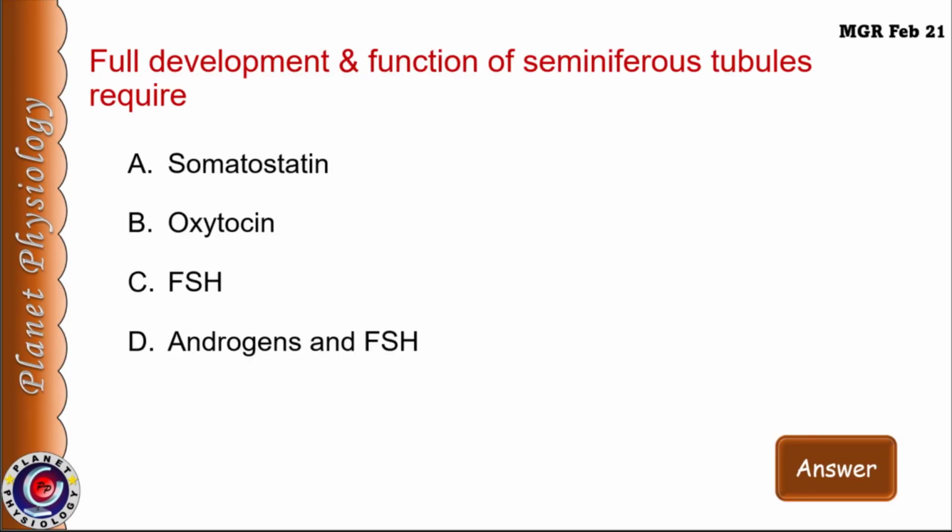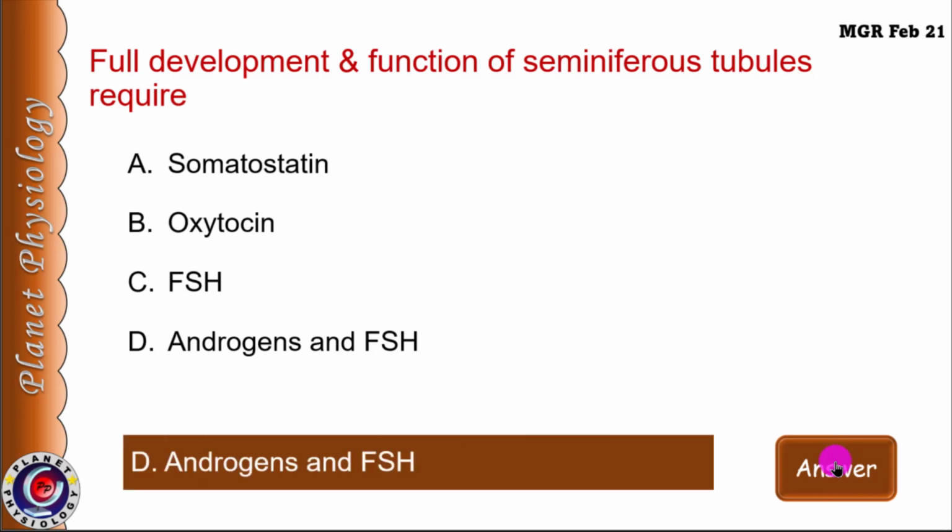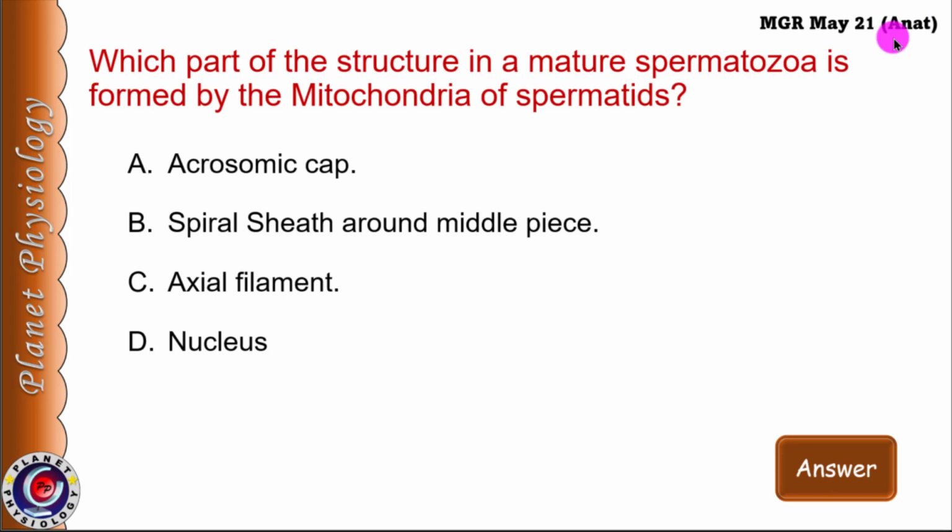Next question. Full development and function of seminiferous tubules require A. Somatostatin, B. Oxytocin, C. FSH, and D. Androgens and FSH. And the correct answer over here is option D, androgens as well as FSH. Androgens such as testosterone play a crucial role in development and maintenance of seminiferous tubules, while follicle stimulating hormone, that is FSH, is essential for spermatogenesis within the seminiferous tubules. So both are essential. Now this is the MGR University question from anatomy paper but can be asked in physiology as well.